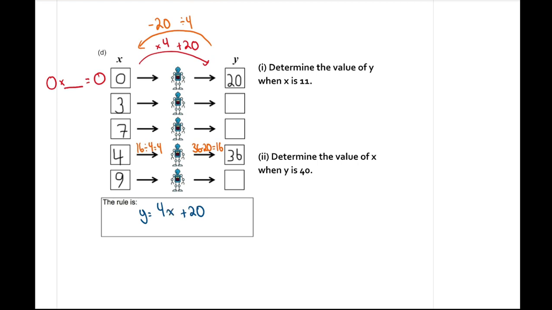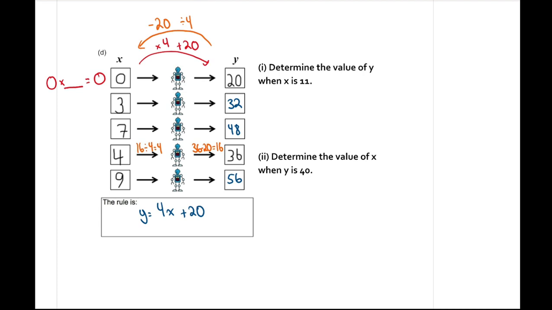I'm going to put the x there to show that I'm multiplying that multiplier by my input value, or my x, by putting it as 4x. Now I can go through and fill out the rest of the table. 3 times 4 is 12, plus 20 is 32. 7 times 4 is 28, plus 20 is 48. 9 times 4 is 36, plus 20 is 56. So that's what my table is going to look like.